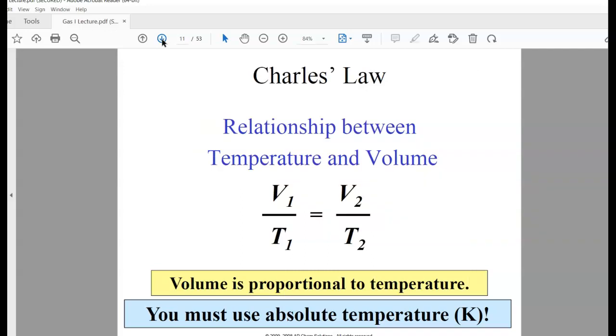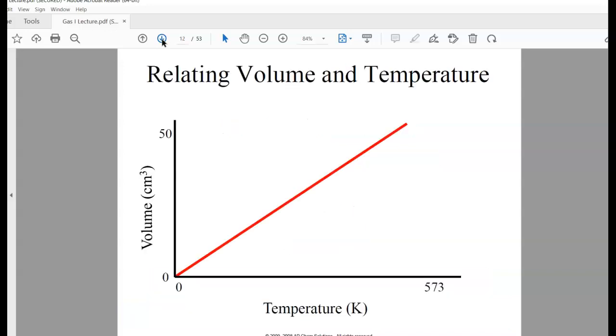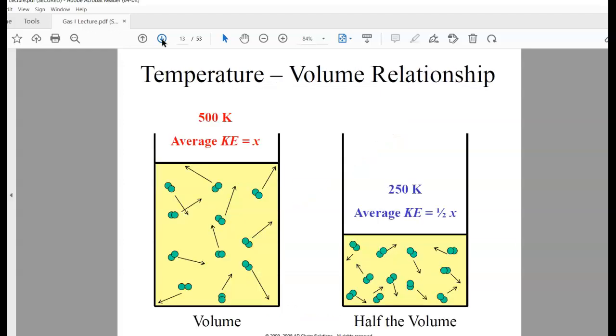Charles' law, relation between volume and temperature. We have direct proportionality. As temperature goes up, volume goes up. But never forget, you must use Kelvin. You must use Kelvin. If you use degrees C on the problem, I'm going to mark the whole problem wrong. Okay, this just shows the linear correlation between volume and temperature. Notice as temperature increases, volume is a function of temperature. Linear function of temperature. And we don't need to look at that.